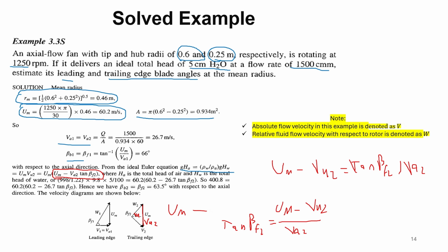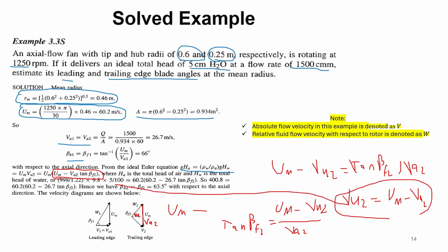So of course right now we say V_u2 is equal to minus V_a2 tan beta fluid 2. Sorry, it's kind of hard to write here. So basically V_u2 will equal this. I hope you understood how we got this, minus V_a2 tan beta fluid 2.